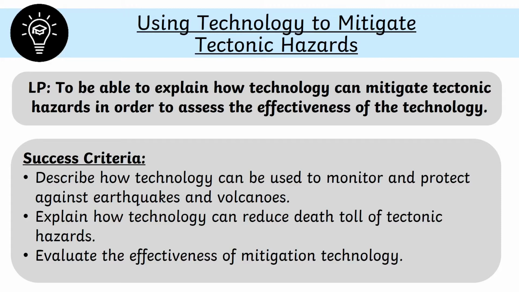The learning purpose of this lesson is to be able to explain how technology can mitigate tectonic hazards in order to assess the effectiveness of the technology. In order to achieve this, we are going to do the following. Describe how technology can be used to monitor and protect against tectonic hazards. Explain how technology can reduce the death toll of tectonic hazards. And evaluate how effective the technology is at mitigating these tectonic hazards.